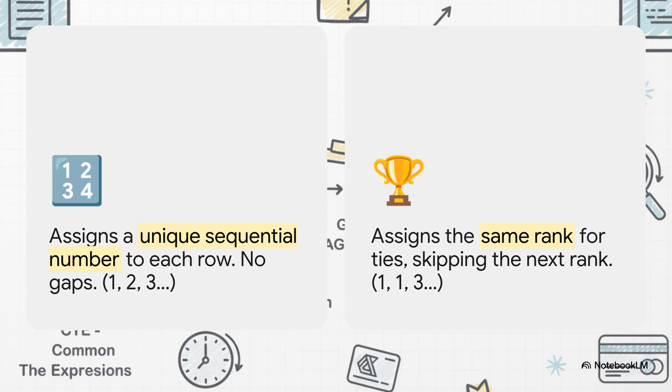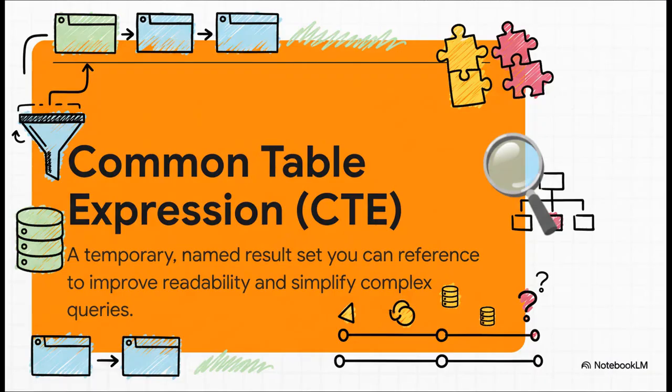Knowing that distinction is absolutely critical. You know those queries that are just a total mess? Like subqueries nested inside other subqueries? They're impossible to read. Well, your secret weapon against that mess is the Common Table Expression, or CTE.